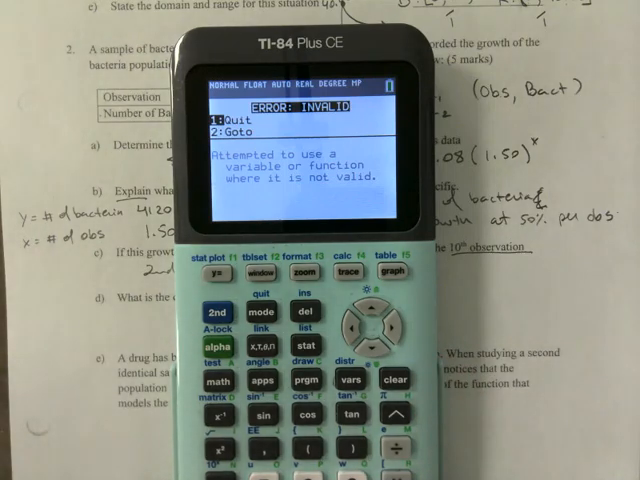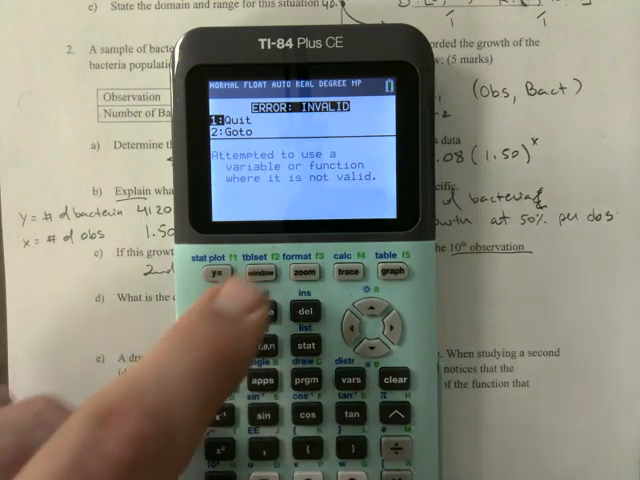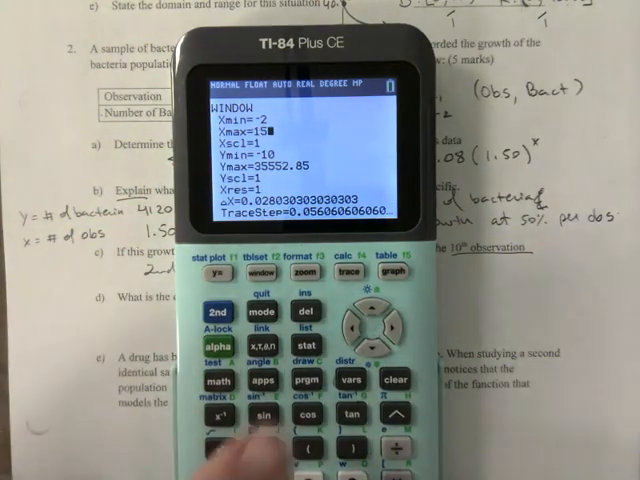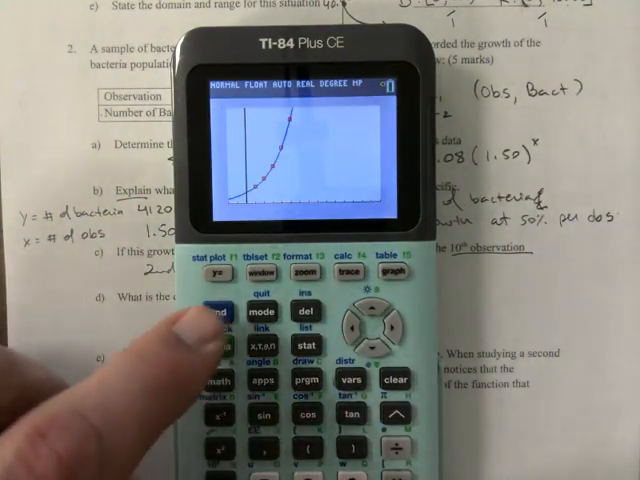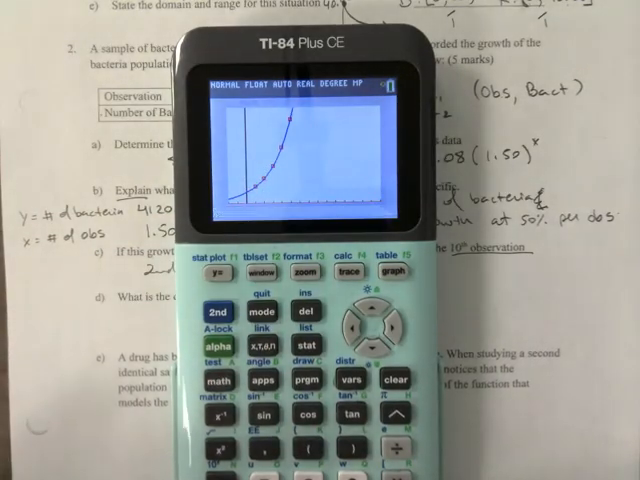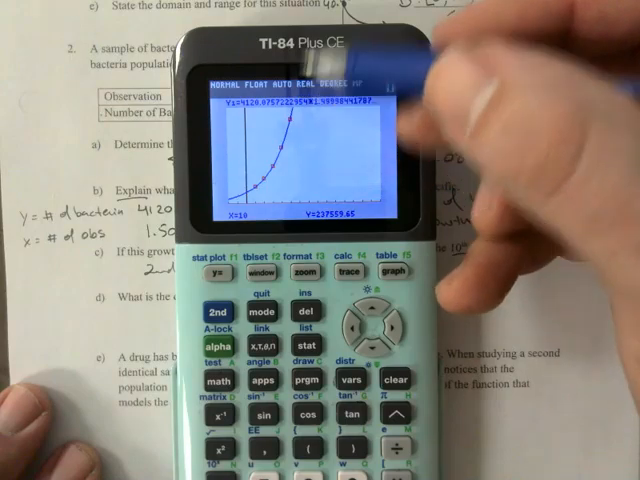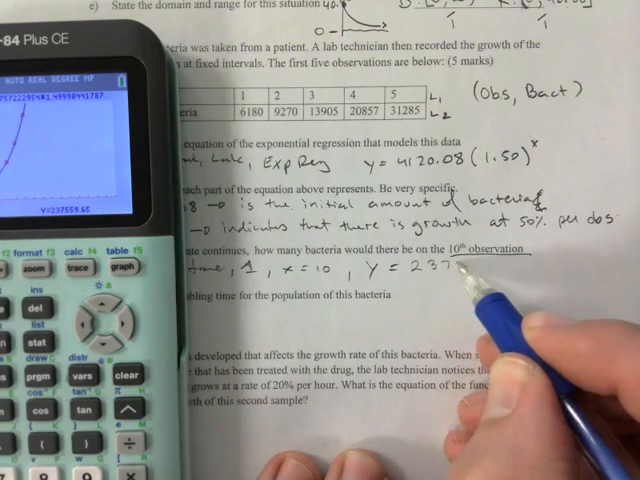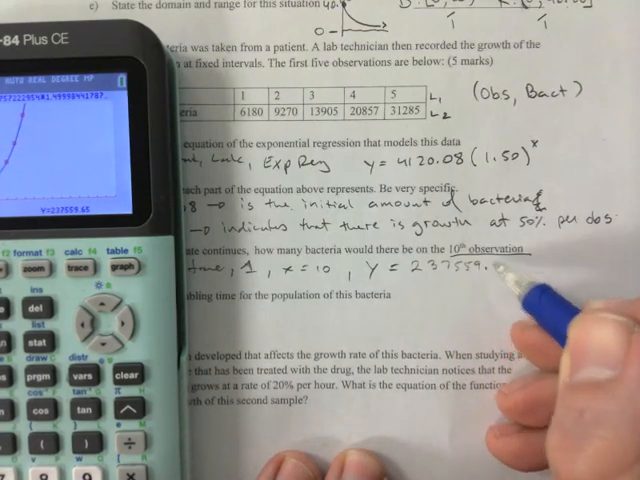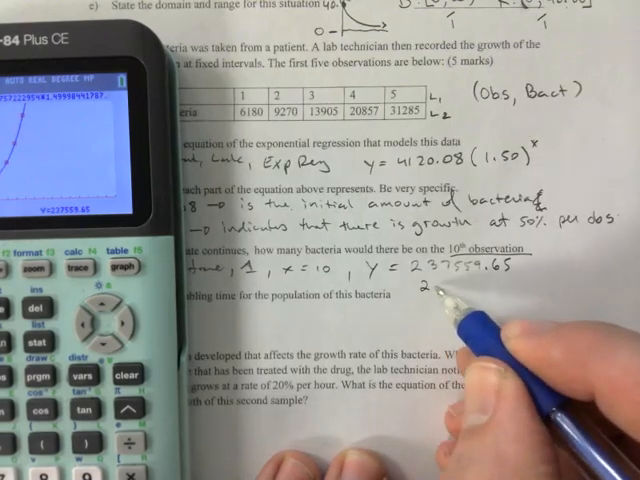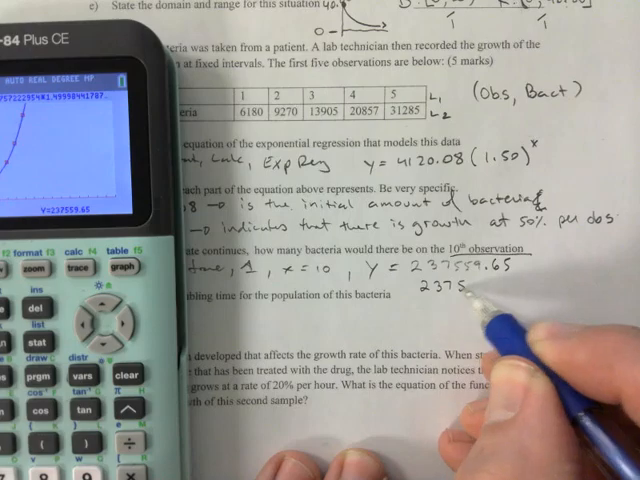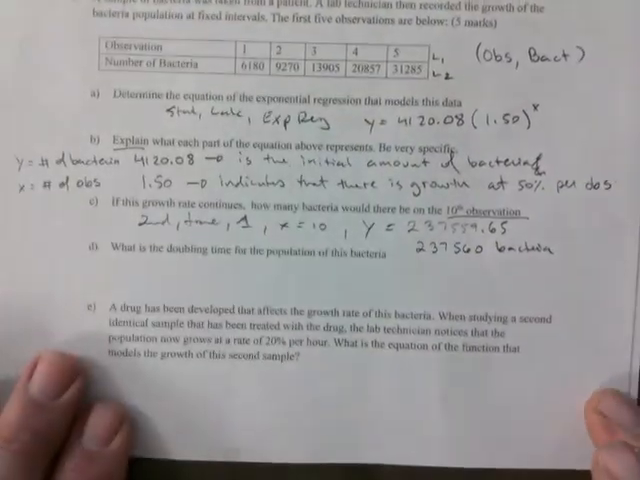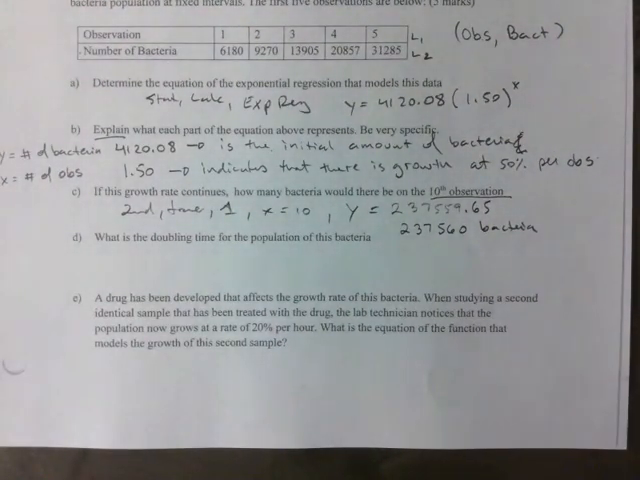It tells me it's invalid. It's probably my window, right? My window is a problem. So I'm going to go to my window, change my x max to 15 or something like that. Let's see if it behaves now. It's way out there, but it allowed me to find it, so I'm just going to go with it. 237,559.65, so that's approximately 560 bacteria. That's what you're supposed to get there, so 1 mark for that.